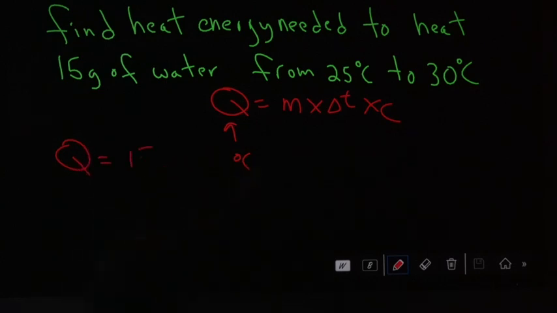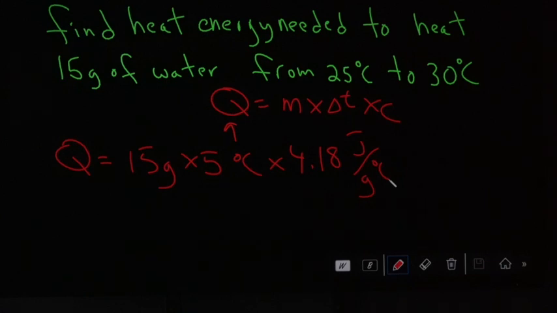So it would be times 4.18 joules per gram degree centigrade. Now it's complete. So all you have to do is multiply all those together and you got your answer. So I'm not going to do it, you do it yourself.